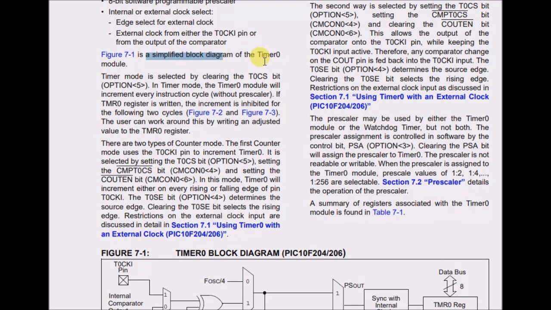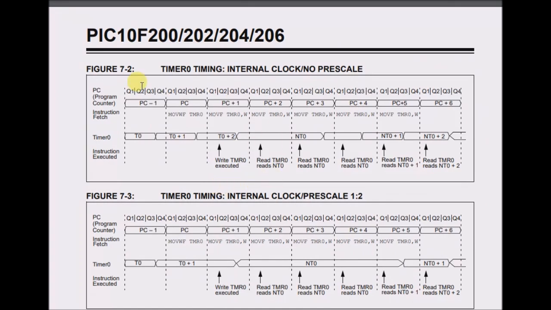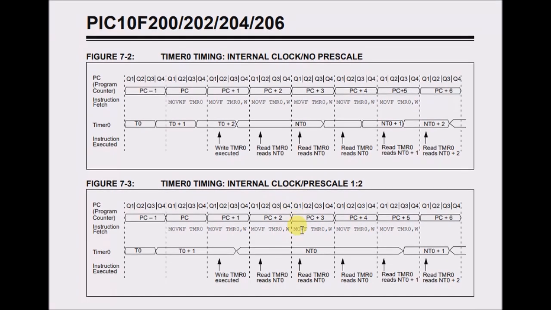Timer mode is selected by clearing the TOCS bit, option 5. In timer mode, the Timer0 module will increment every instruction cycle without prescaler. If the Timer0 register is written, the increment is inhibited for the following 2 cycles. Figures 7.2 and 7.3. Oh boy, I never understand these ones. 7.2, 7.3. The little timer things are more stretched out on this one with the prescale of 1 to 2. This is no prescale.